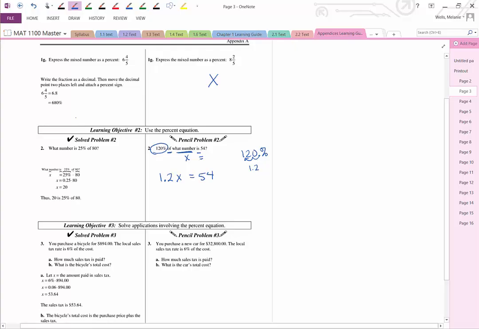I'm going to solve the equation. First of all, 1.2 is being multiplied by x. So if I divide both sides of your equation by 1.2, on this side I'll just be left with x. And then in your calculator, 54 divided by 1.2 is 45. Okay, so what that said was 120% of 45 is 54. Notice 54 is larger than 45, so it makes sense that it could be 120% of the original number.